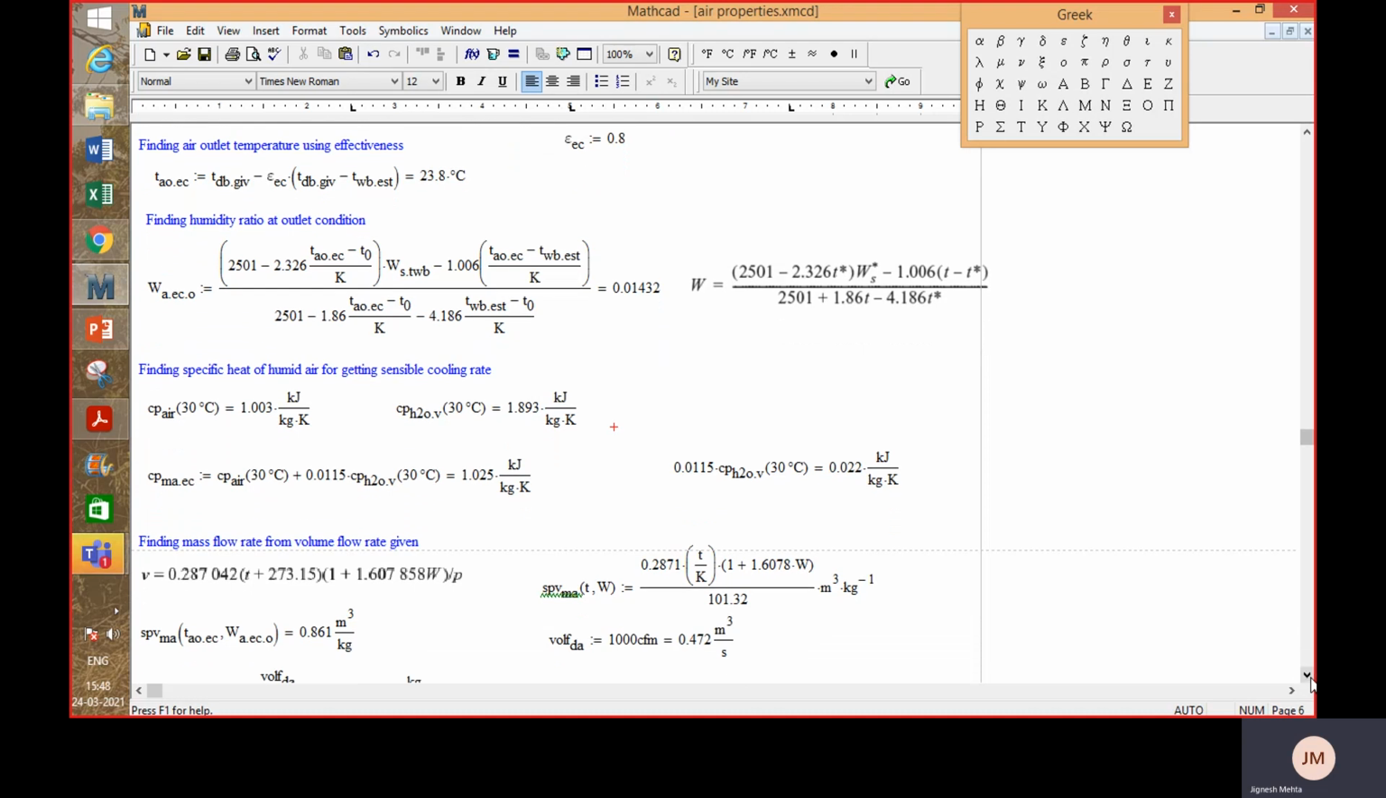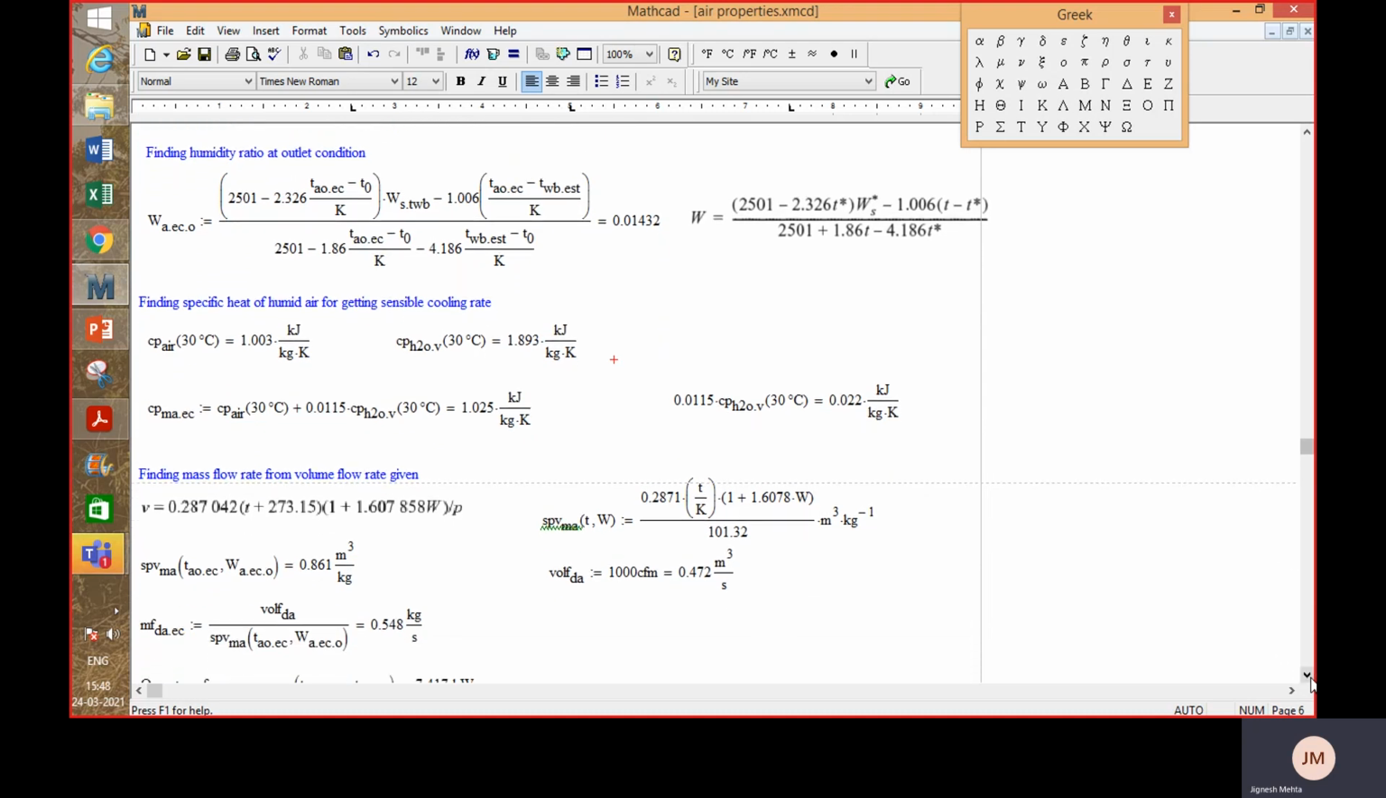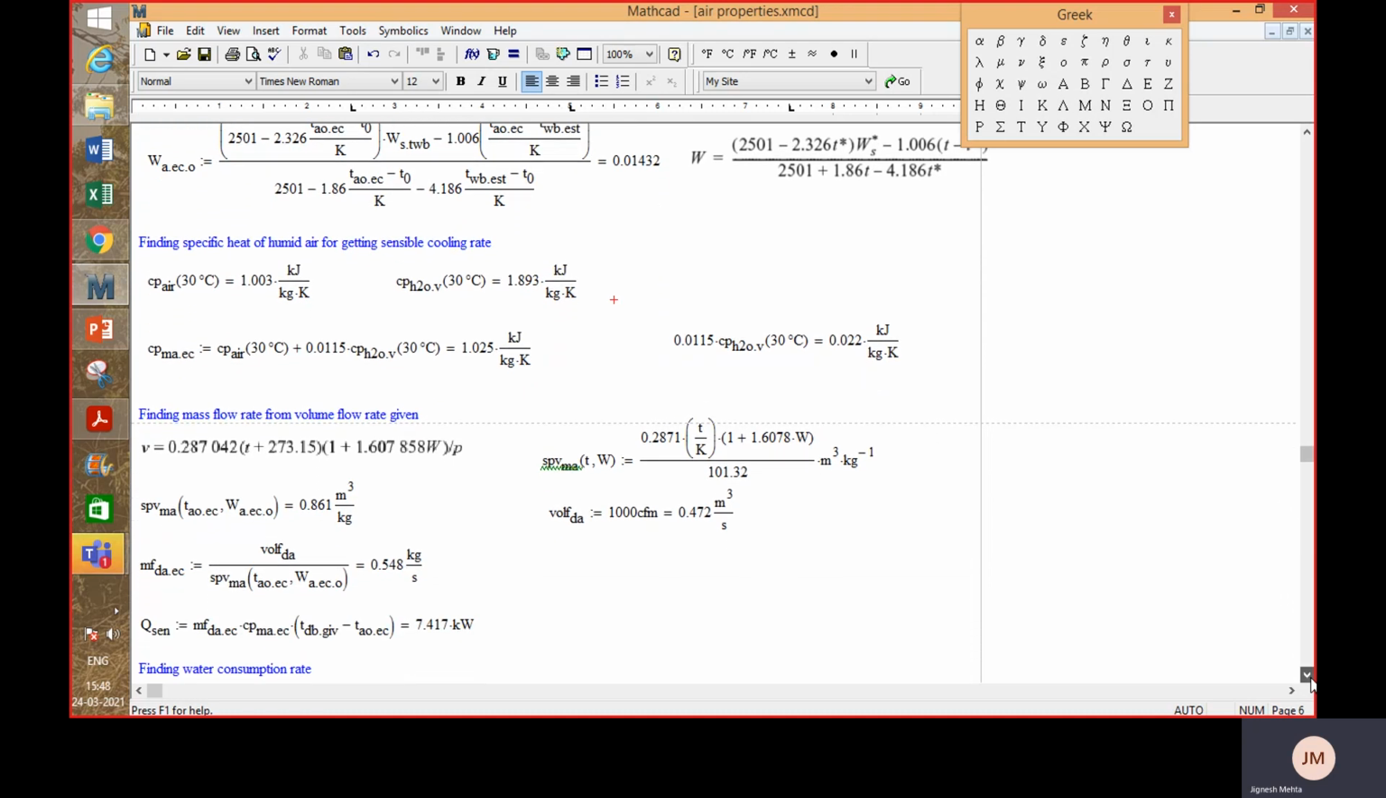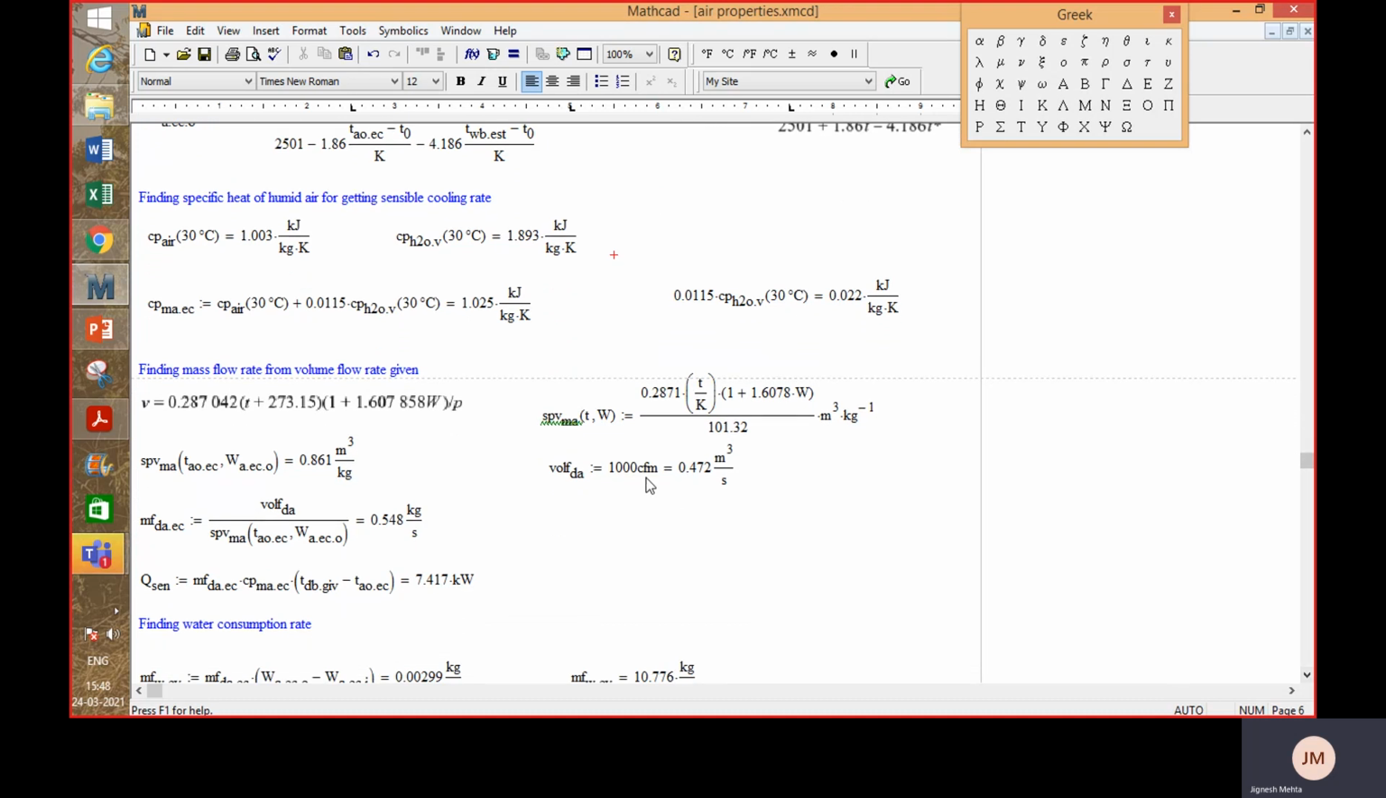Now mass flow rate is to be found. So the mass flow rate of dry air is to be found. What is given is the volume flow rate, which is 1000 CFM, and 1000 CFM is nothing but 0.472 meter cube per second. So that's the volume flow rate. Now you want to get the mass flow rate. So you need to divide this volume flow rate by the specific volume.